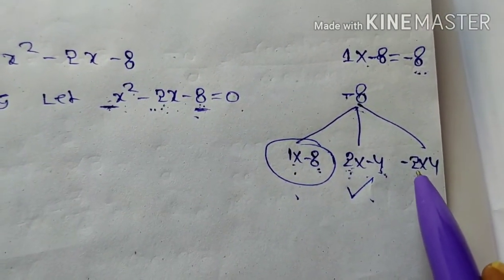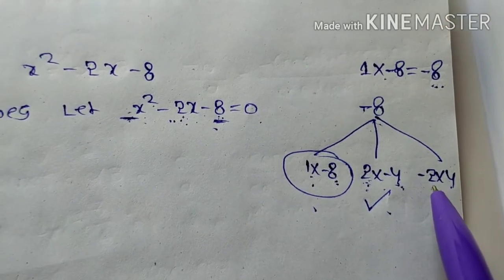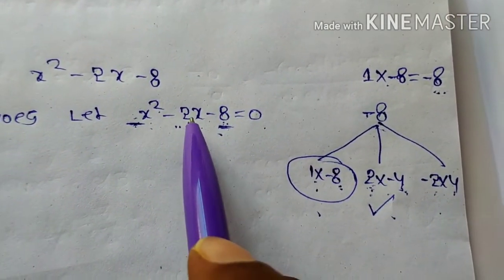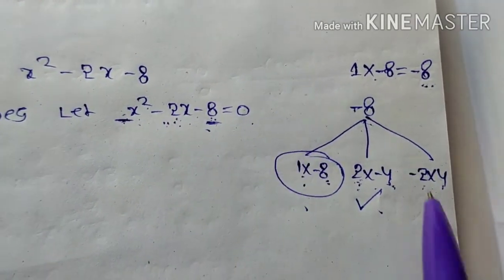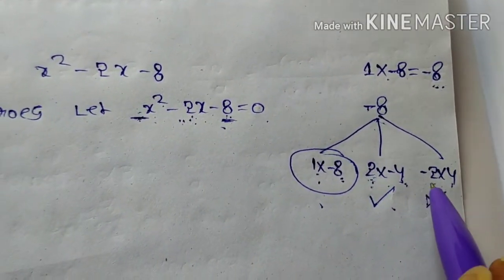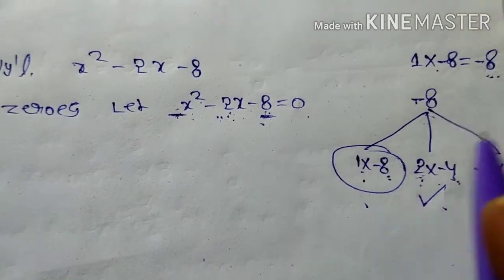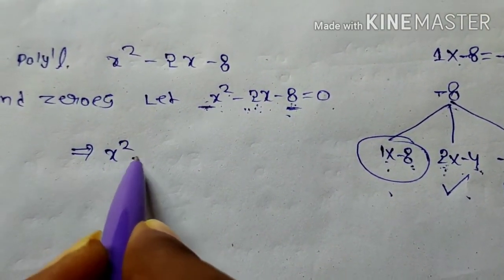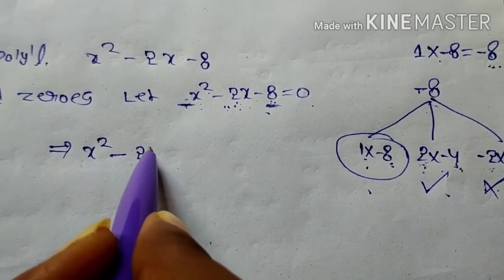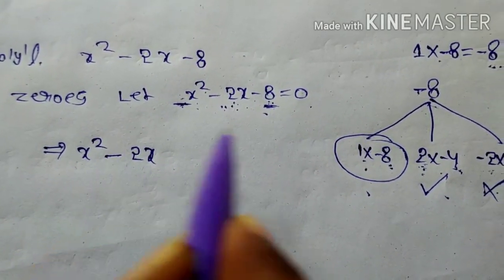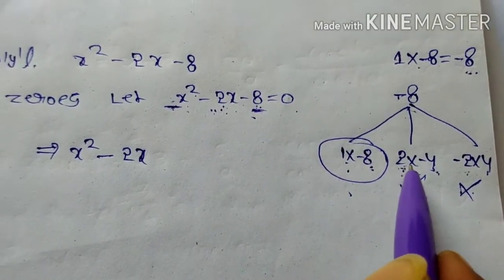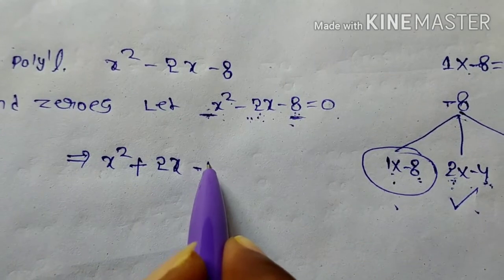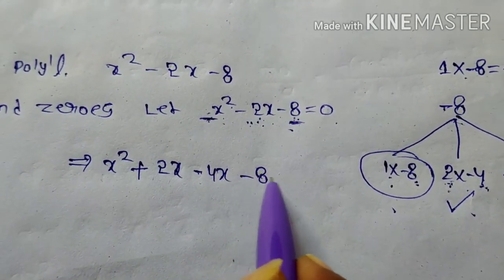If you are taking, for example, minus 2 and 4, you can see here, minus 2 plus 4 is how much? Plus 2 only. But the middle term is plus 2 or minus 2? Minus 2. So don't take this pair. Don't take minus 2 and 4. You can take only 2 and minus 4. So you can write here x square plus 2x minus 4x minus 8 is equal to 0.